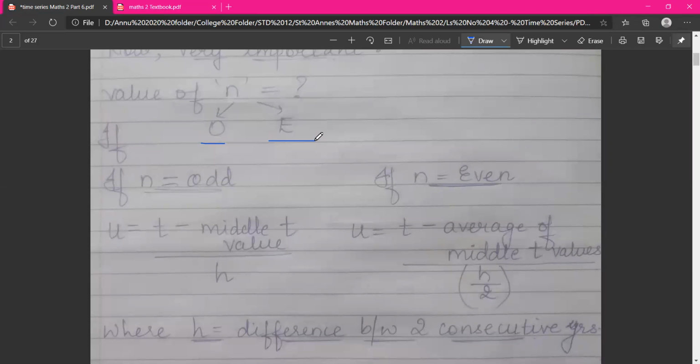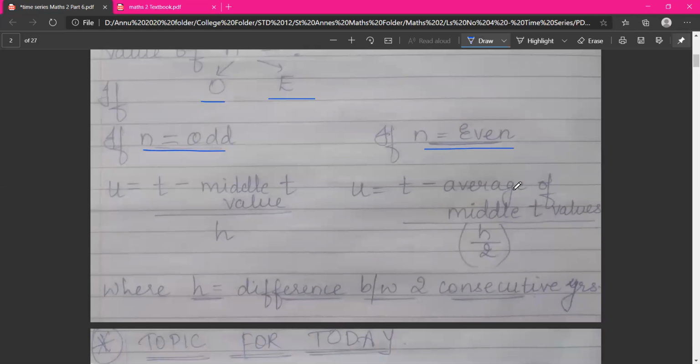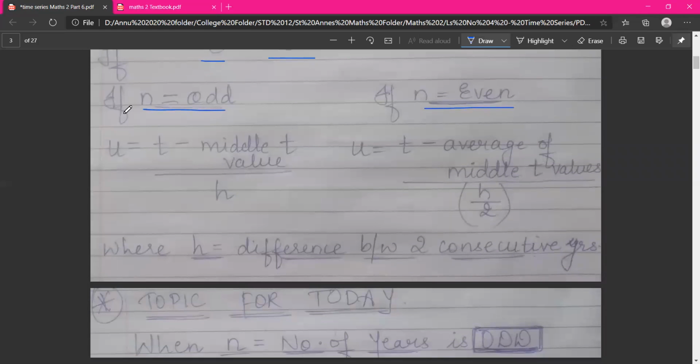Now, there are two possible sums in this particular exercise of this method. O and E. So, definitely आप पहचान गए होंगे. O stands for odd and E stands for even. Our topic today class will be dealing with when number of years are odd. Odd मतलब 3 years, 5 years, 7 years, 11 years, 9 years. ठीक है? So for that, how will you get the value of u class?